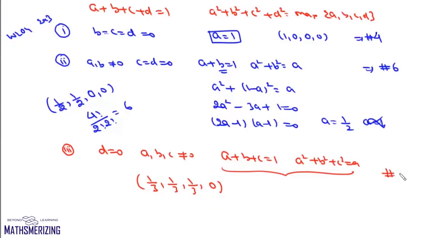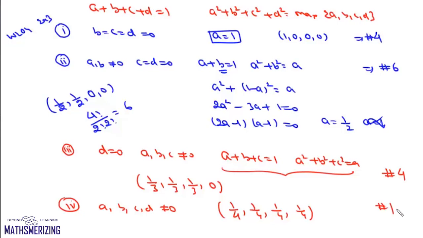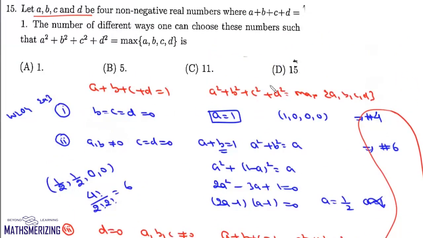Now we can rearrange it in 4 ways. So there will be 4 such cases, and then finally we'll have the fourth case where none of A, B, C, D is equal to 0, and in that case the only real solution possible is 1 by 4, 1 by 4, 1 by 4 and 1 by 4, and there will be only one such case. So the total number of cases will be 10 plus 4 plus 1, 15. So the answer to this question is 15, and that's your option D.